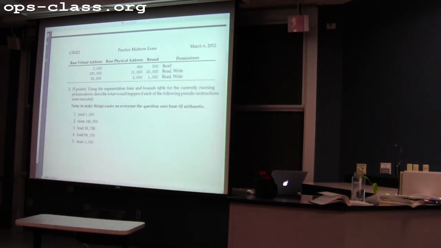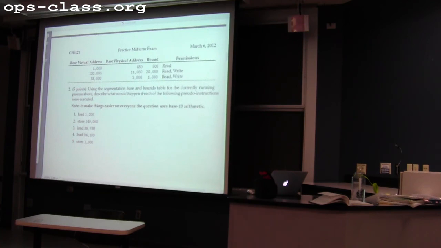Time's up. Let's go through the question. All right. We've got a segmentation table. And as somebody pointed out very carefully, those commas are not there to indicate arguments. They're there to indicate the thousands place. I'll make sure I clean this up for the actual exam. Okay. Base 10 arithmetic, designed to make things easy. Operation number 1, a load from address 1200.